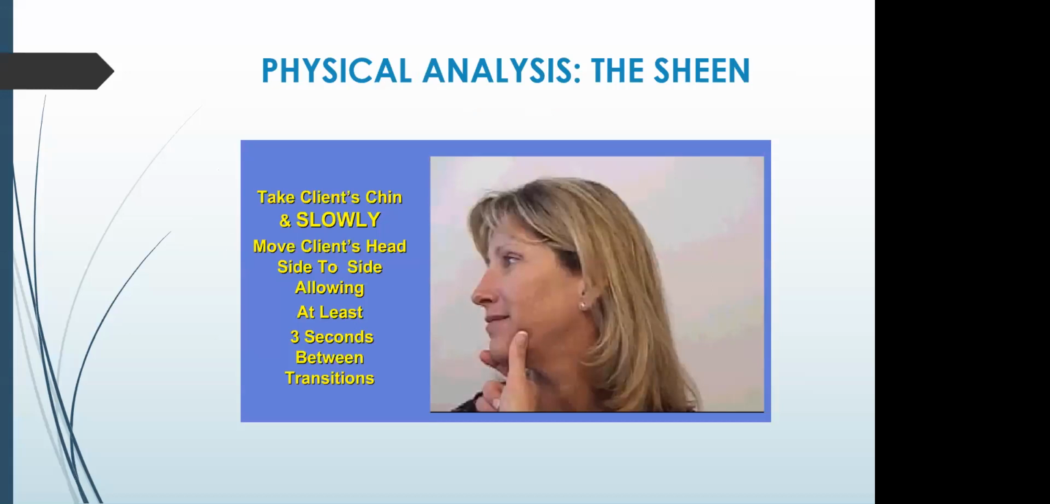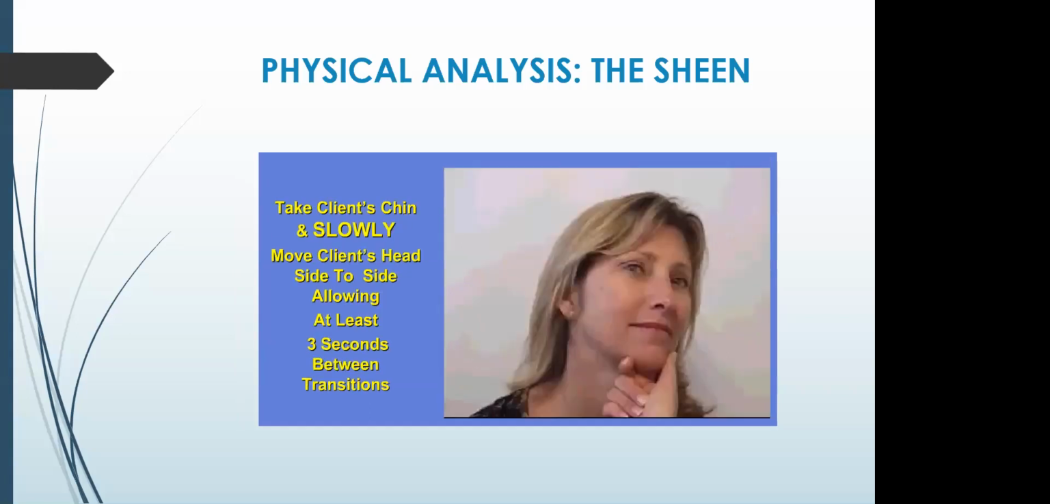You're going to take your client's chin and slowly move the client's head side to side, allowing at least 3 seconds between transitions. You want to tilt the client's head back slightly so that you can see light reflecting off of the skin. Signs of an active oil gland include a shiny appearance, visible oil on the skin surface, and open and closed comedones. Again, you're just going to slightly turn, and you want to wait 3 seconds between transitions.